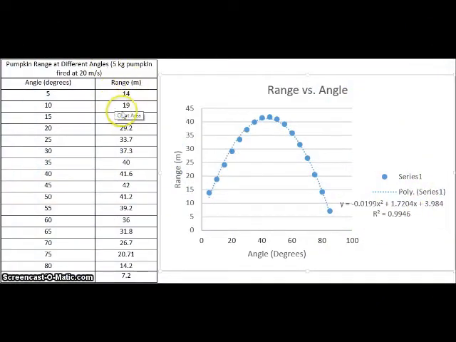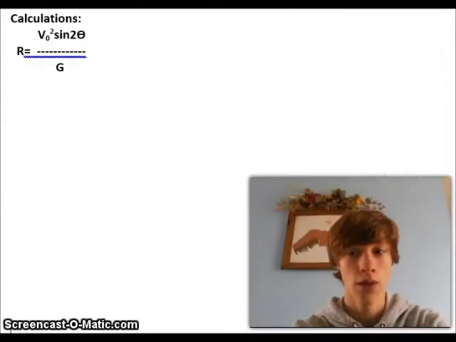This is our data that we recorded from our PHET program, the ranges corresponding with each angle, and this is the graph that we constructed from the data, and this is the quadratic equation that represents our data. And now we are going to show the calculations for linearizing the relationship between the angle that the projectile is fired at and the distance or range it travels.